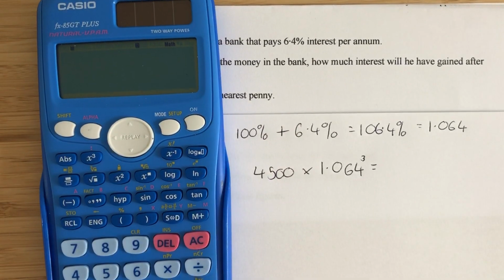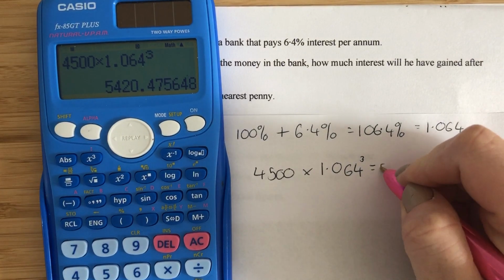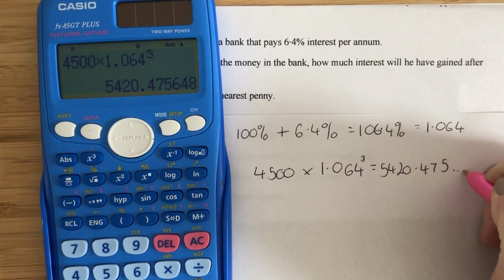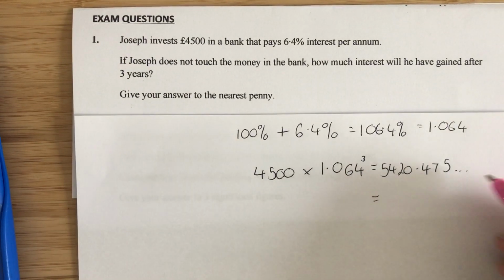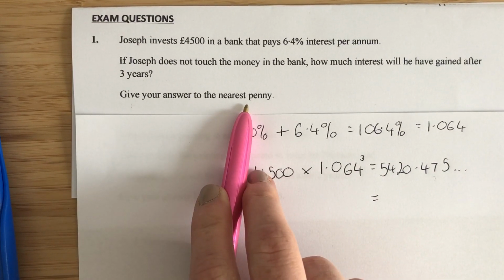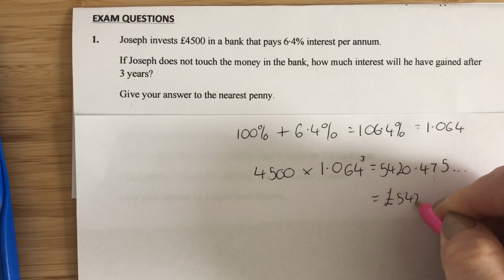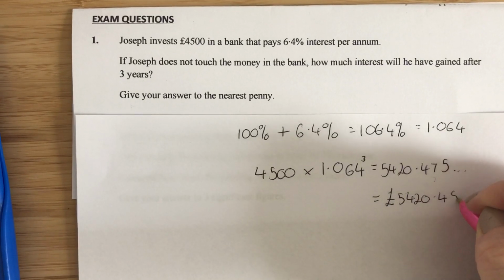So we're going to put that into the calculator: 4,500 times 1.064 to the power of 3, or cubed. So we have 5420.475... It's money, so we would normally want to round it at least to the nearest penny. This actually tells us specifically to do that, so you just have to watch what it's asked you to round it to. So here we're going to round this to £5,428.48.